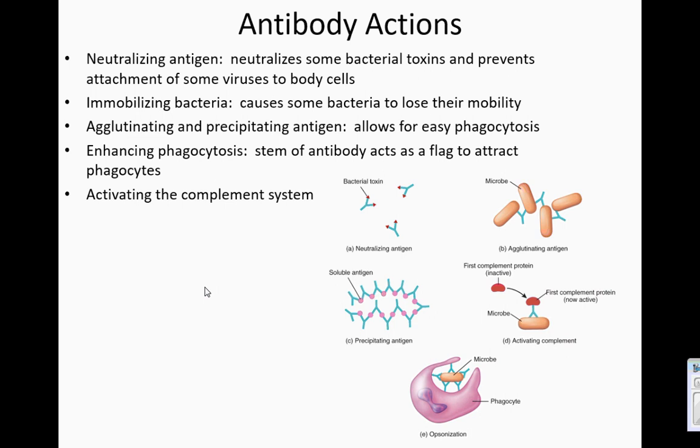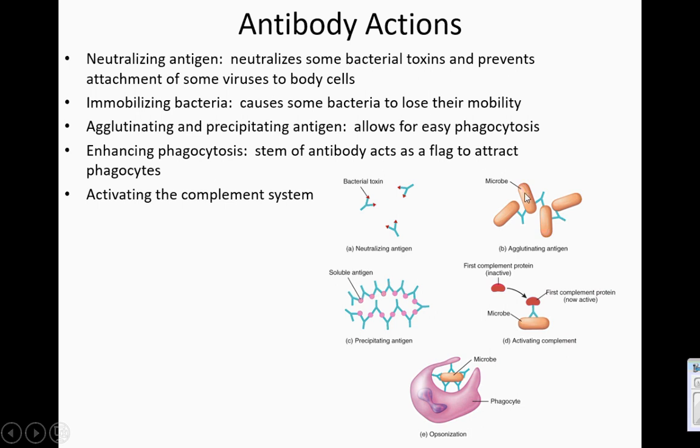What we see there in our figure, letter A, what they do is neutralize some bacterial toxins, prevent attachment of some viruses to body cells. So we're showing the little Y-shaped, kind of blue-colored structure is the antibody. Little red triangular structures are the bacterial toxins that are neutralized. Letter B shows the agglutination and precipitation of an antigen.